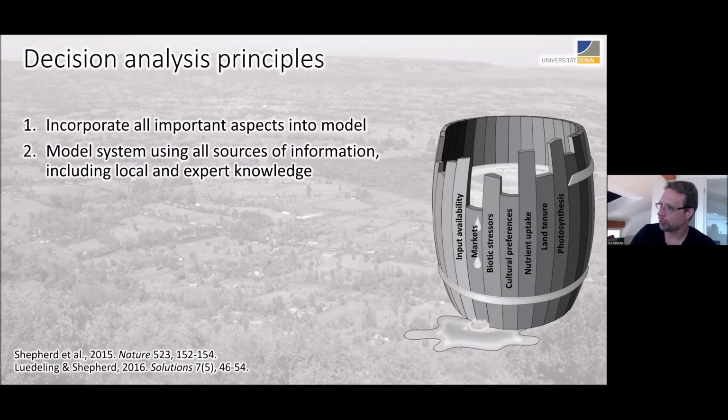After making such a model, we try to model a system. After figuring out what aspects to include, we model the system using all sources of information. So everything we can find, we're going to use. Not only the perfect primary data that we've generated, but all other sources are just as welcome, including local and expert knowledge, because that's often the only source of information that we have for many things. Sometimes these things aren't perfect sources of information, but they can tell us something that is useful in many cases.